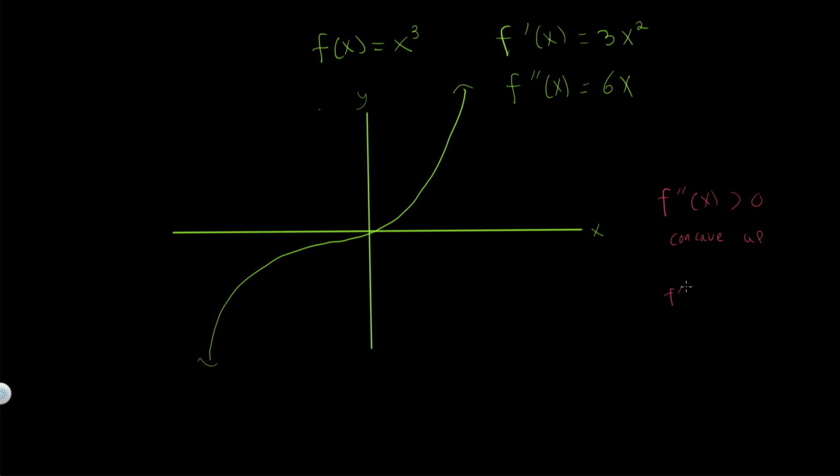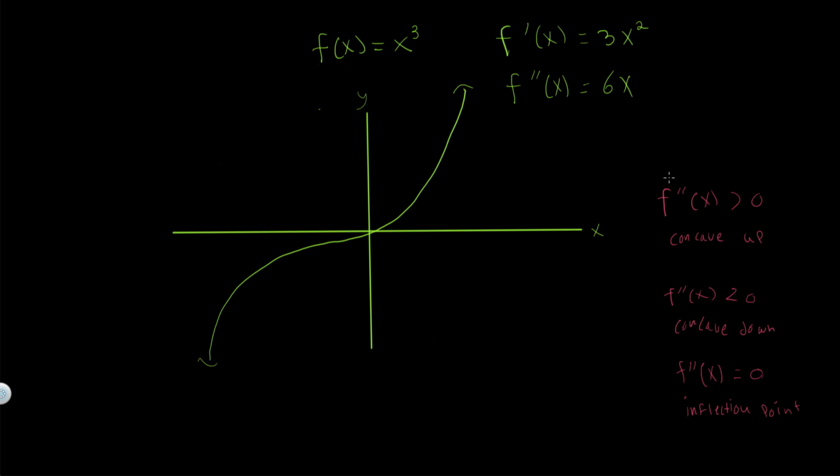And now, again, this is for any function, but we're going to use this specific example to define it more intuitively. If f double prime of x is less than 0, this is concave down. And if f double prime of x is equal to 0, this is called an inflection point. And essentially what an inflection point means is the point at which the concavity of a function changes.